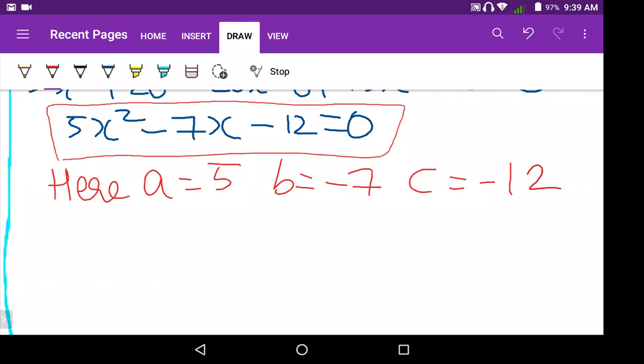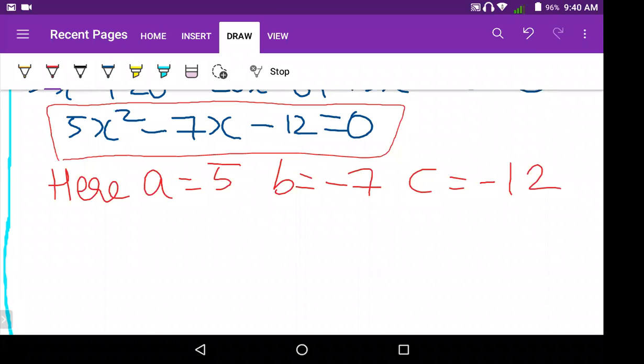Final answer is x is equal to minus 13, is it? Okay, let me check. No, x is not minus 13. X should be 24 by 10 or it should be minus 1. Please check the answers. Okay, so let us quickly solve this.